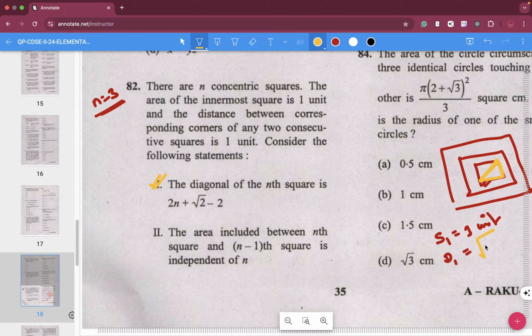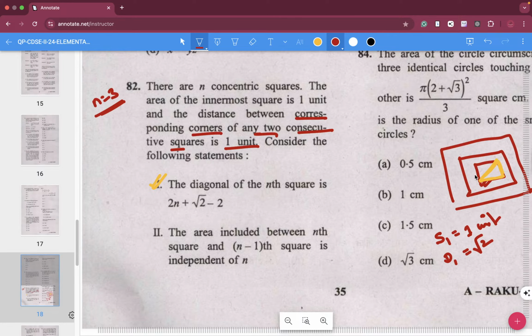So the diagonal will be root under 1 square plus 1 square, which will give you how much? Root 2, right? Root 2 is the number you will be getting over here. So this is the first diagonal. Now they are also saying one more point that you have to keep in mind: the distance between the corresponding corners of any two consecutive squares.